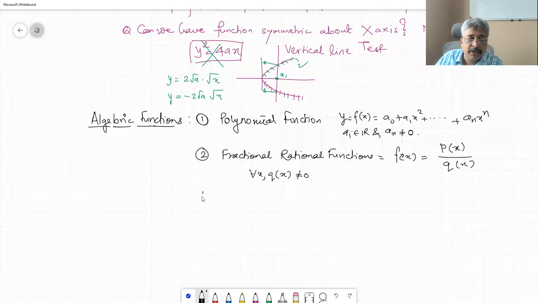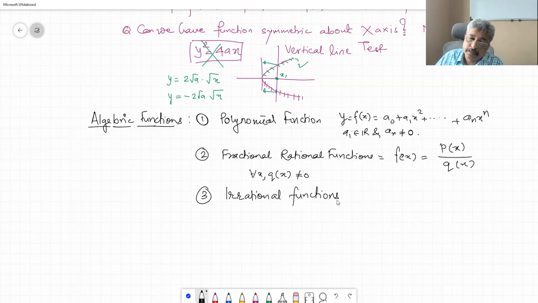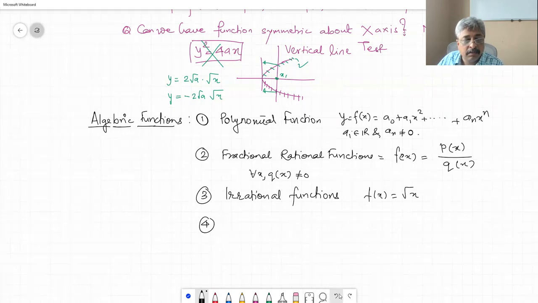I mean, these are just the names, you need not remember them also. For this example, f of x is equal to root x. So the power is irrational. Algebraic functions are done. Transcendental functions.